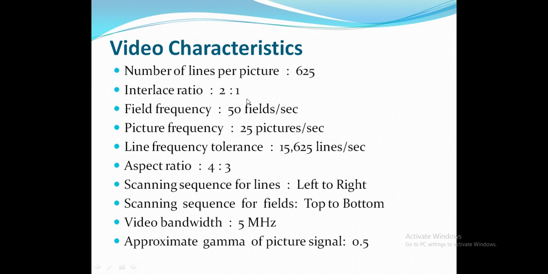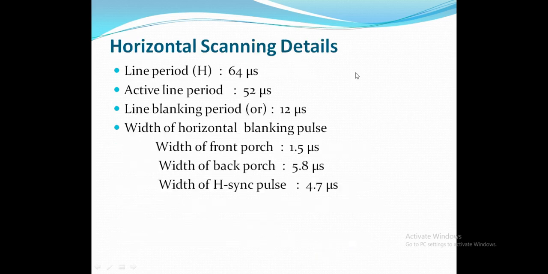Interlaced ratio is 2:1. Field frequency is 50. Picture frequency is 25. Line frequency is 15,625 lines. Aspect ratio is 4:3. Scanning sequence for lines is left to right. Scanning for fields is top to bottom. Here it is horizontal scanning. It is vertical scanning. Video bandwidth is 5 MHz and approximate gamma of picture signal is 0.5.